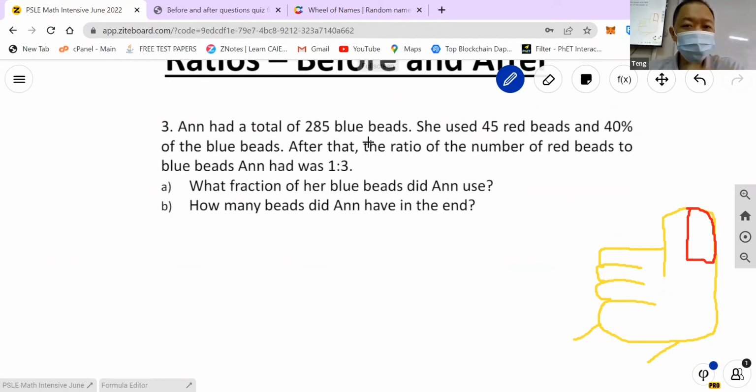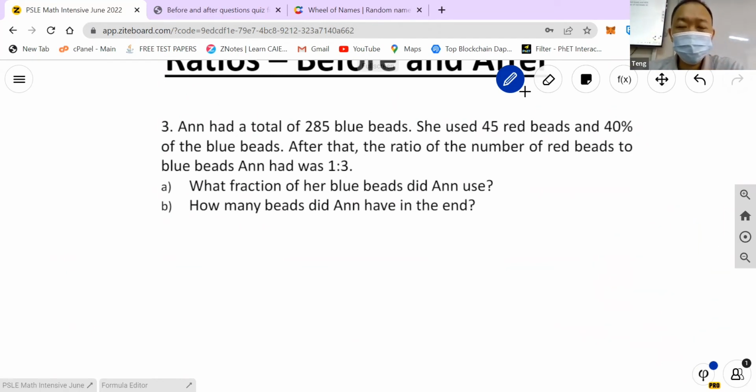Okay, let's go through this now. So Anne had a total of 285 blue bits. She used 45 red and 40% of the blue. So I have 2 different colors, red and blue. At first there are 285 blue. We do not know how many red, so this question mark. Used 45 red, so minus 45, and 40% of the blue. After that, the ratio of red to blue was 1:3. So I got 1:3. Now this is in terms of units.